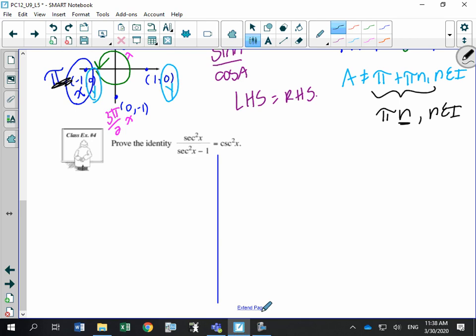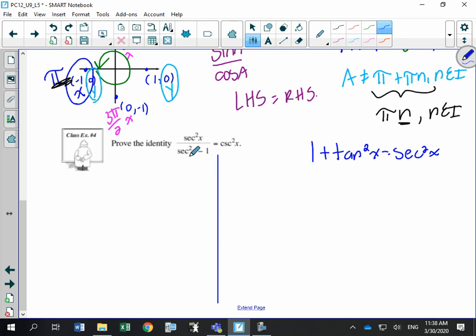Okay, left-hand side versus right-hand side. I'm actually going to start with the more complex side, which is the left-hand side here, and see where I could get this. Whenever you see squareds, I need you to look at your Pythagorean identities. And one of your Pythagorean identities is this guy here: 1 plus the tan squared of x is equal to secant squared of x.